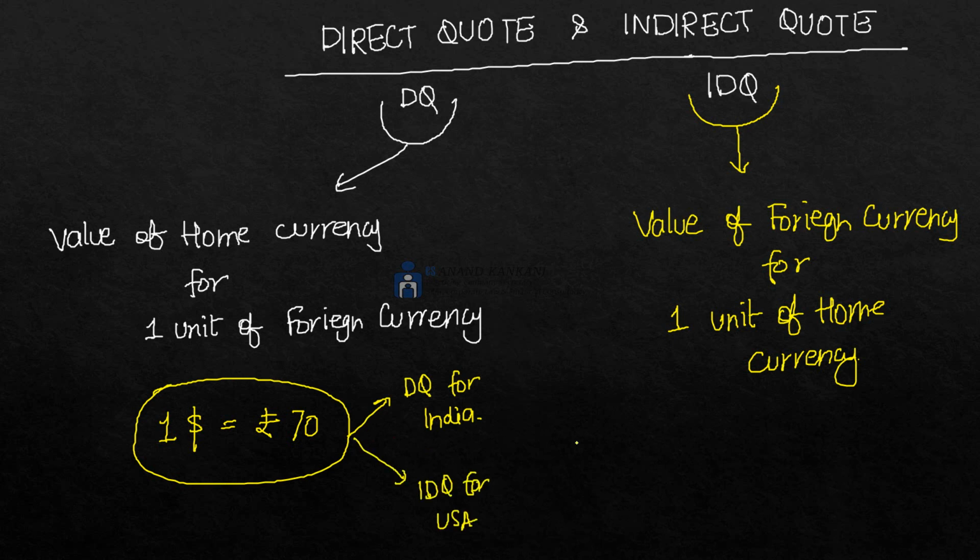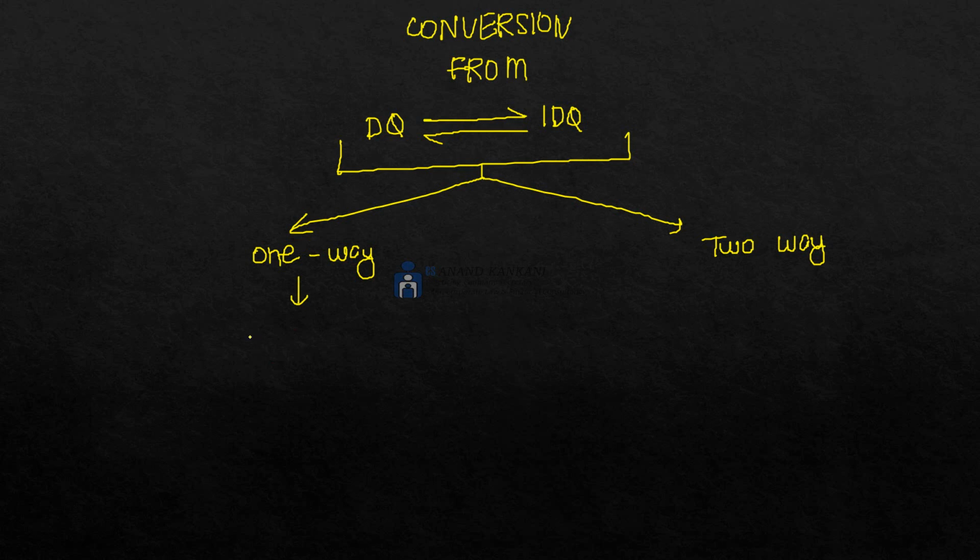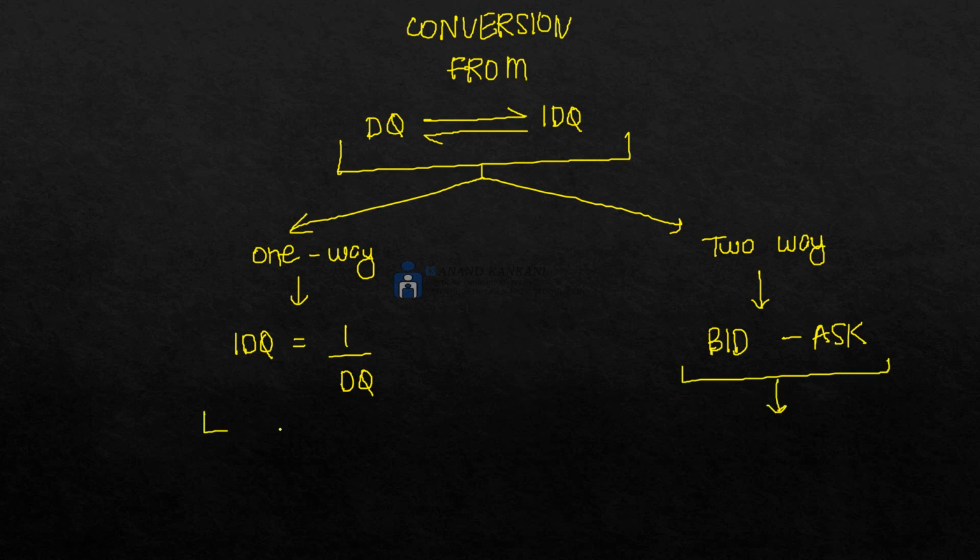Now let us understand the concept of conversion from direct quote to indirect quote. When we talk about conversion from direct quote to indirect quote, we need to see whether the quotes are one-way or two-way quotes. If it's a one-way quote, then there is no problem, because the indirect quote is equal to 1 divided by the direct quote. But in case of a two-way quote, we will have two prices. One is bid, another is ask. So let's cover this at a later stage and take an example first for the one-way quote, and then we head back to the two-way quote.